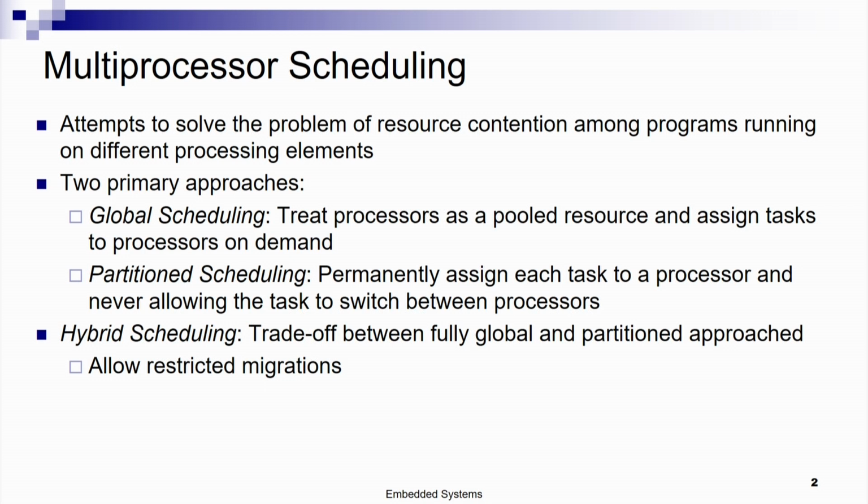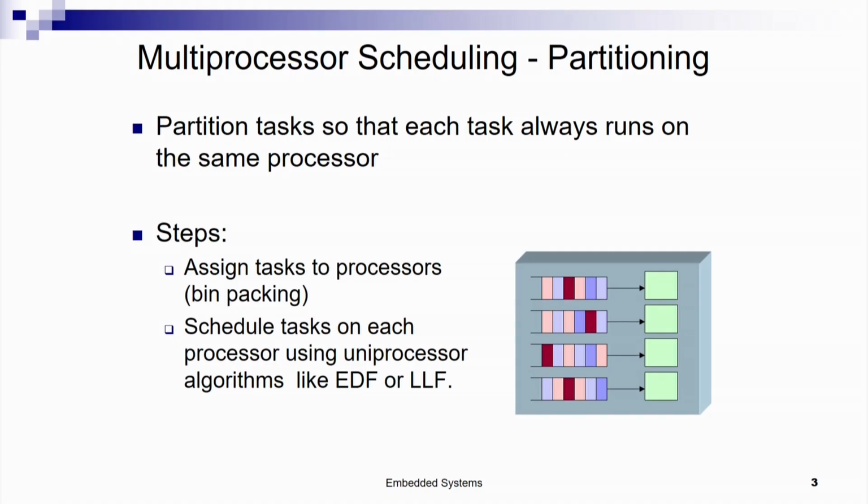It is not fully partition scheduling because you are allowing migrations, but it is not fully global scheduling because you are restricting migration within a job. The job could be arbitrarily long and for the entire lifetime of the job, over the entire execution time of the job, it has to execute on a single processor. Therefore, it is not absolutely global scheduling, not absolutely partition scheduling, but something in between, hence it is called hybrid scheduling.